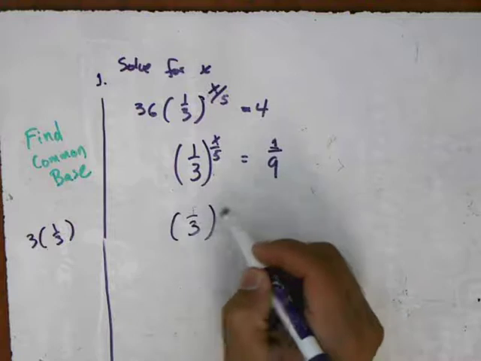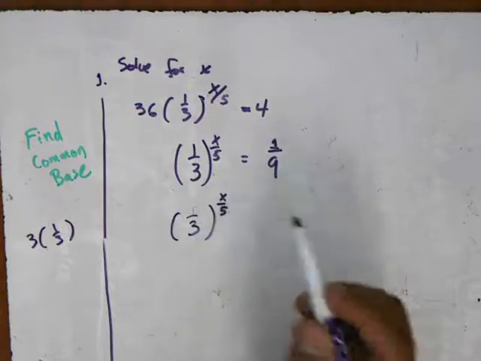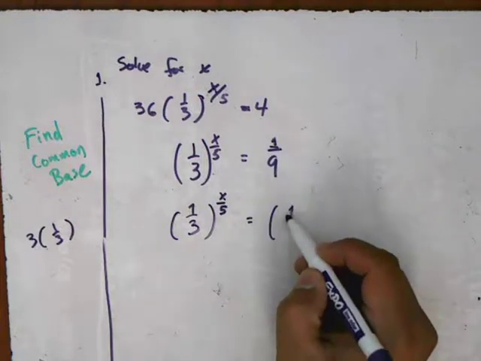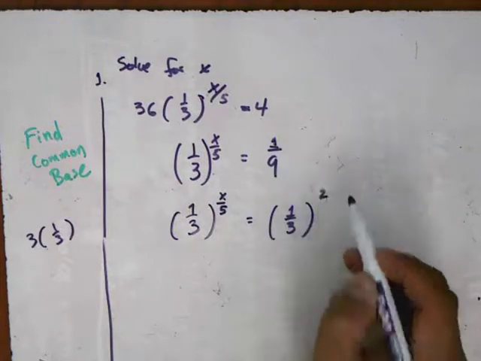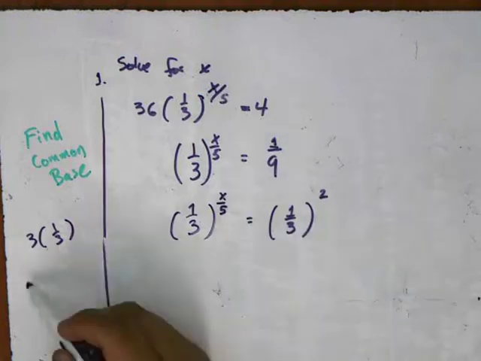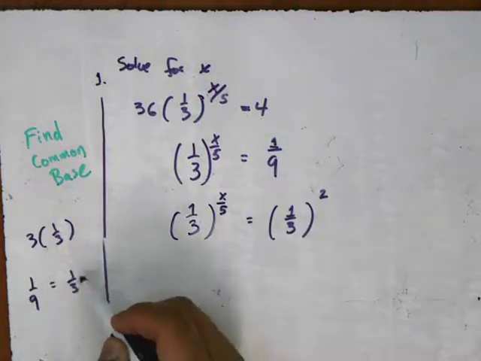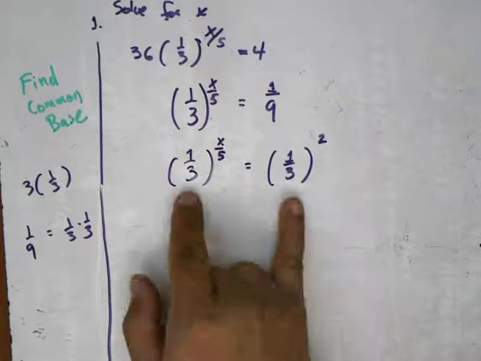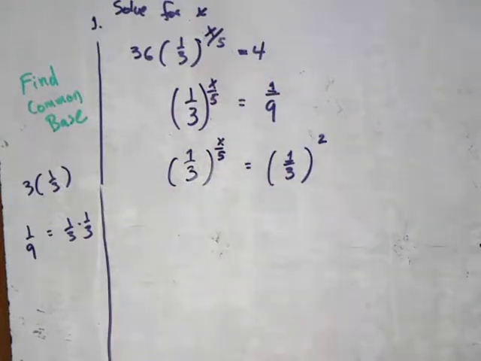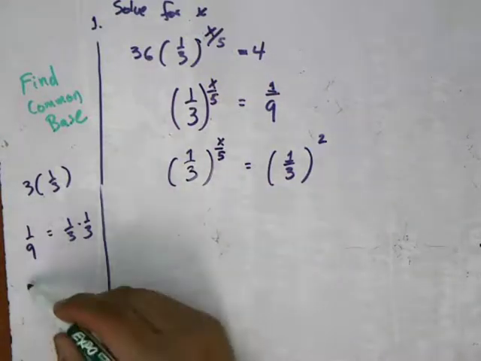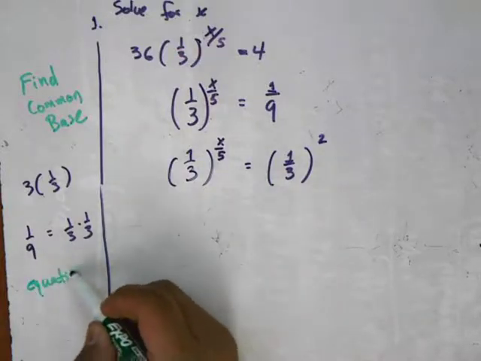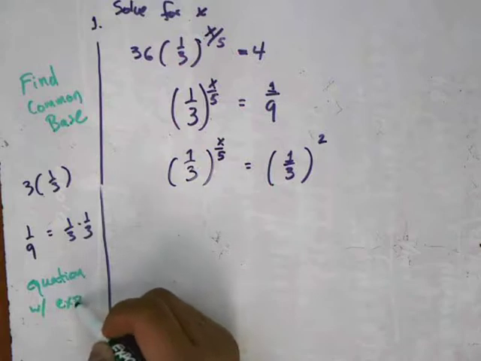So I'm going to leave the left side exactly where it is, and for the right side I'm going to convert this into 1/3 squared. 1/9 is really equal to 1/3 times 1/3, which is 1/3 squared. Then the great thing about having a common base is that if the bases are the same and there's nothing else in the problem, we can set the exponents equal to each other. So we can form an equation with the exponents.